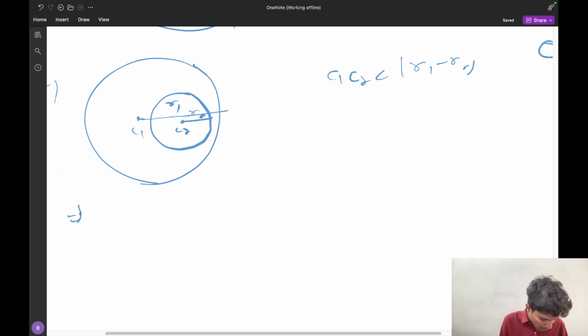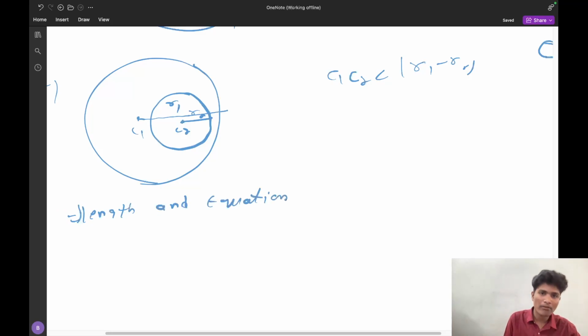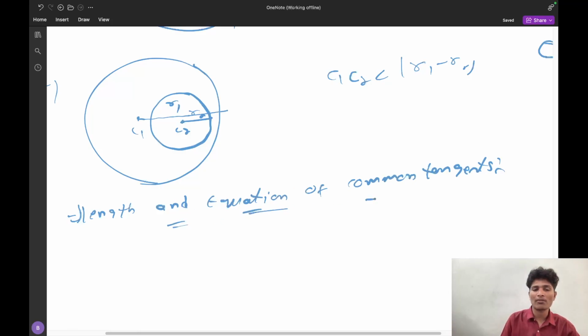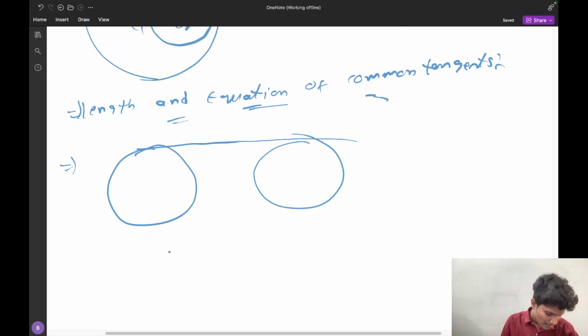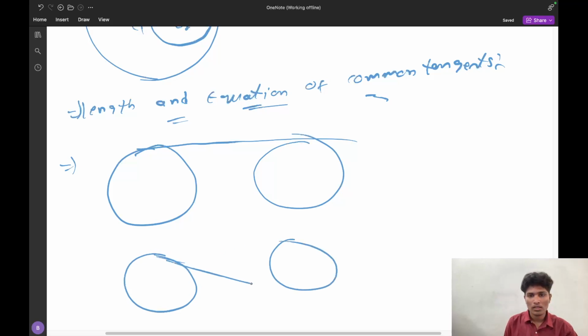Now comes the important concept, that is length and equation of common tangents. What is the length and equation of the common tangents? You have to understand. There are 2 types of tangents. This is a direct tangent, and this tangent is called transverse common tangent. This is the direct common tangent.